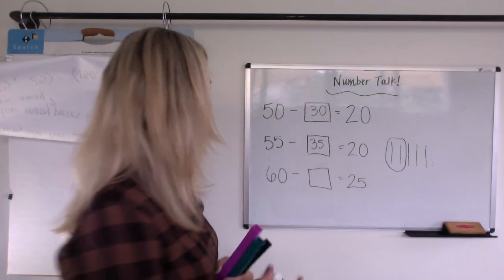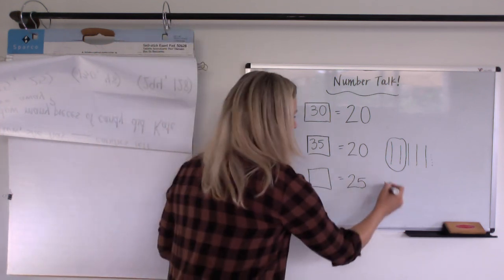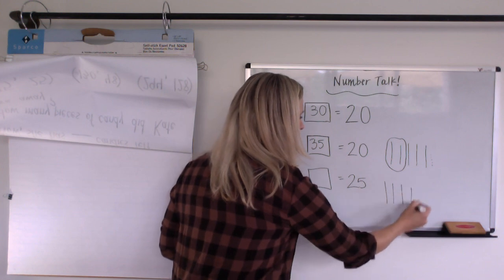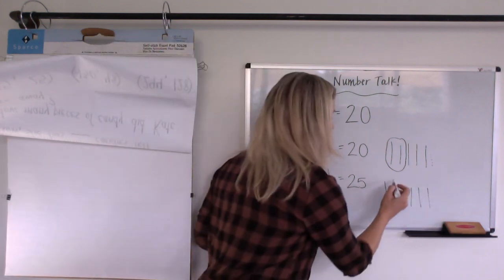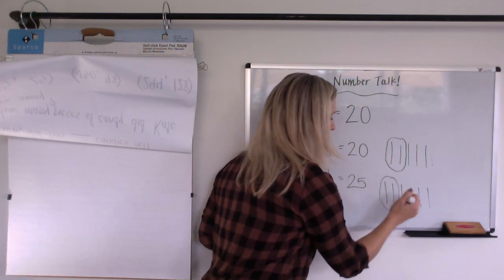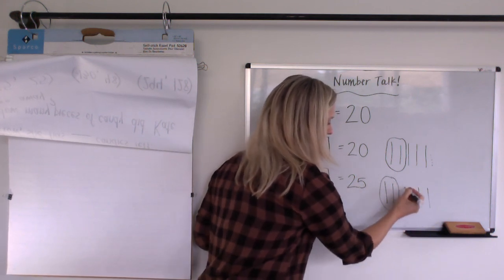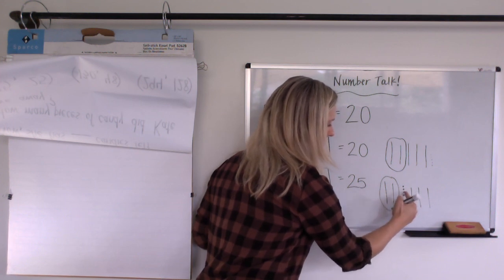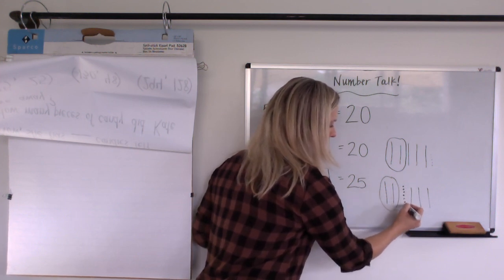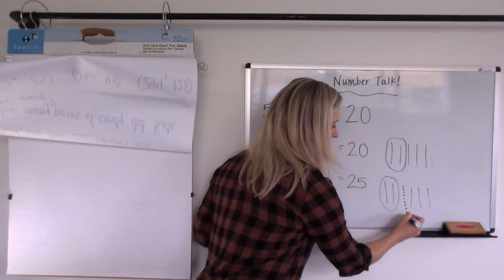Okay, let's go for it. 60: 10, 20, 30, 40, 50, 60, minus what would leave us with a 20. And then oops, we've got to turn this one into 10 like this. We've got to change it out for ones. 1, 2, 3, 4, 5, 6, 7, 8, 9, 10.